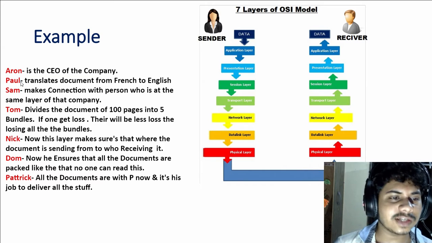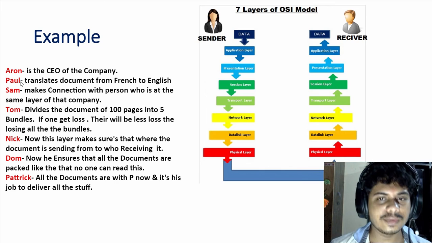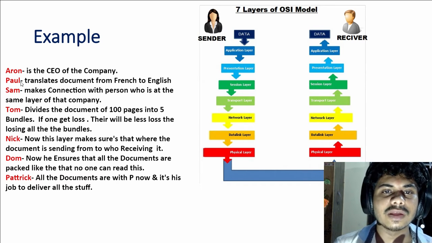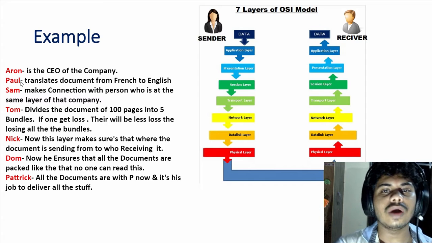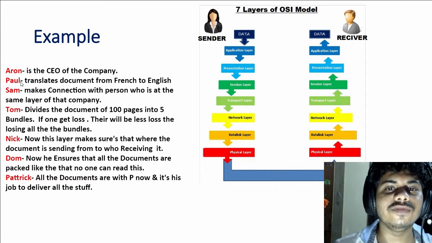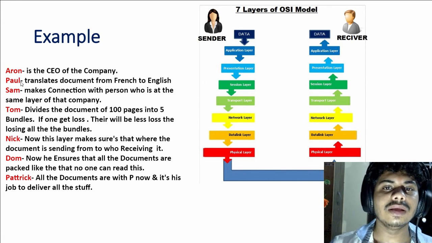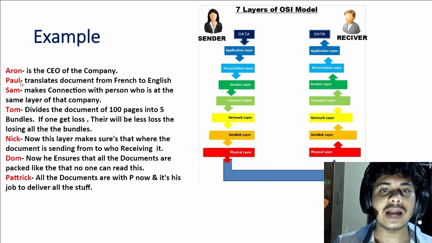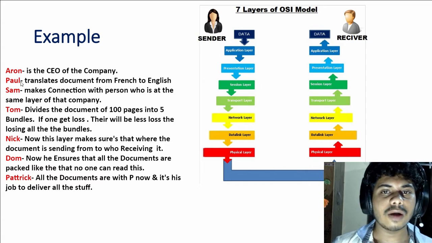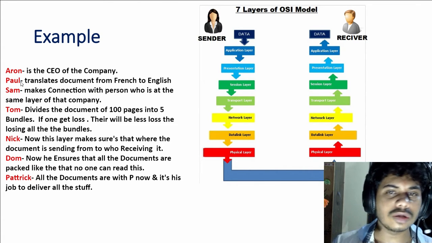Now the work of Sam is to make a connection with the same position, which means what is the position of Sam. Sam makes the connection to another company from where the document should be received. So Sam will make a connection with that company, with that person who is at the same position as Sam. So this is the work of Sam. Now Sam will pass all the documents further.